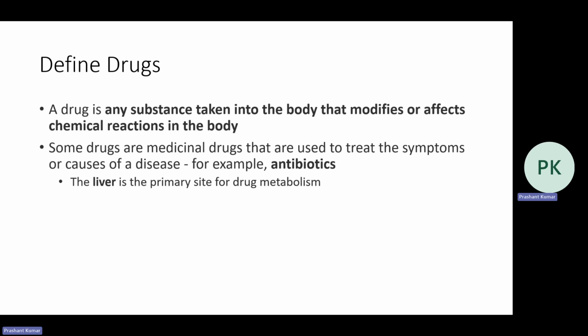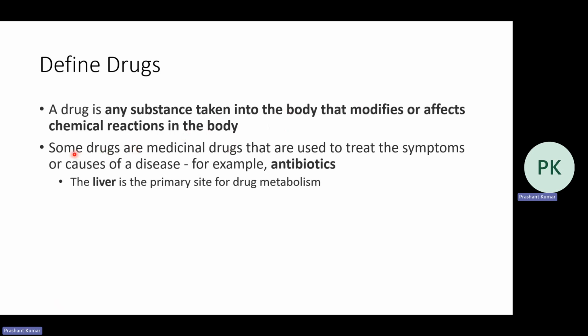Suppose the question is of 2 marks and you have to write the definition or describe the term drug. In the 2 marks, what points will be covered? 1 mark will be given for any substance taken into the body. And the second marking point is that it either modifies or affects the chemical reaction in the body. I have taken this definition exactly from the syllabus, and there are no changes in the definition. If you write this definition in the exam, you will get full marks.